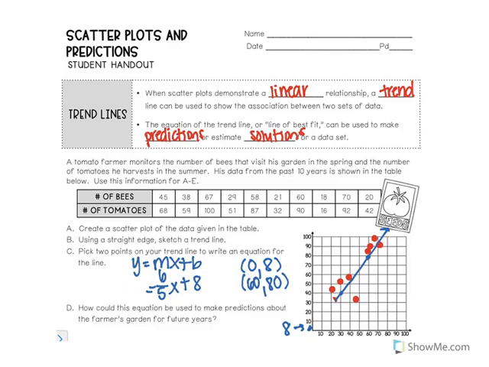How could this equation be used to make predictions for the farmer's garden in the future? This is where you can plug in x or y values to solve for the other variable. So we can plug things in and get a solution. It's not going to be exact. It's going to be pretty darn close because, again, it's indeed a prediction.